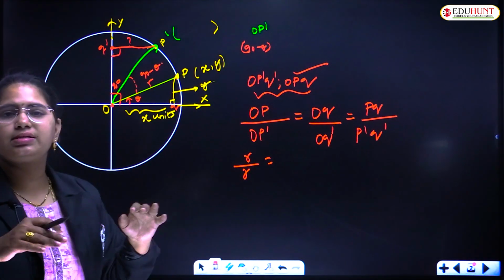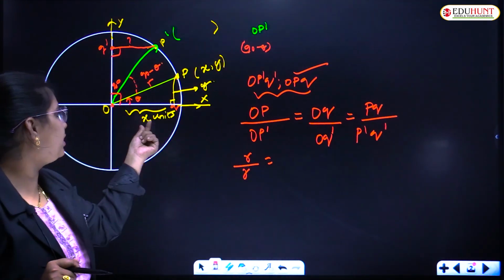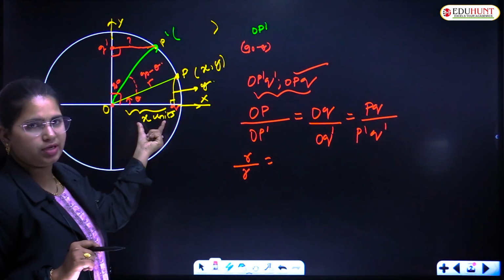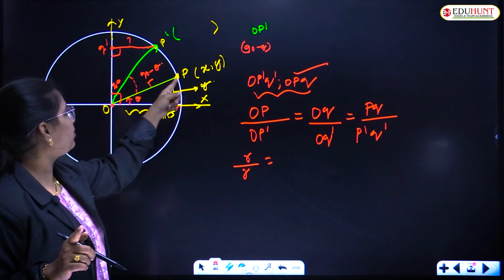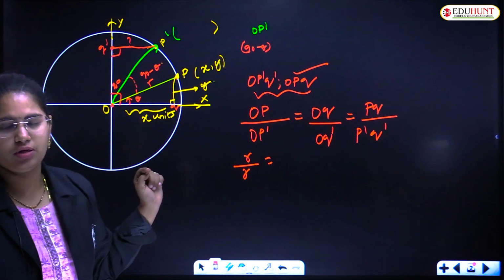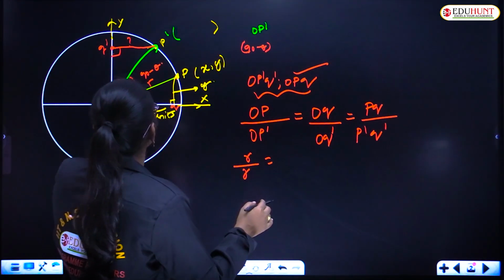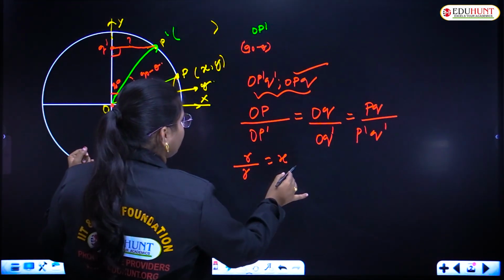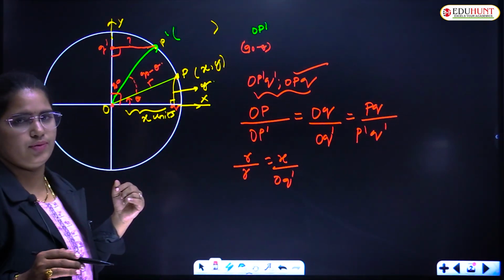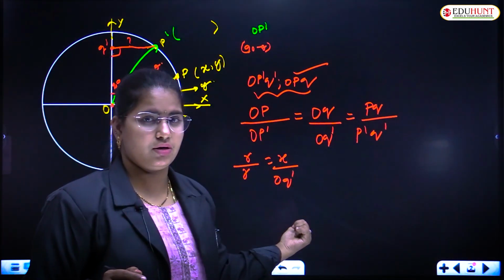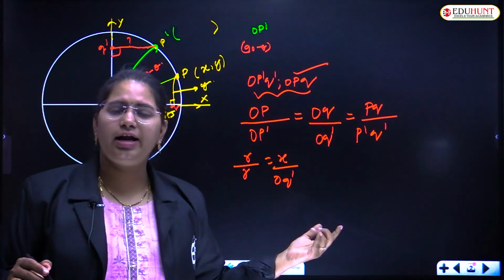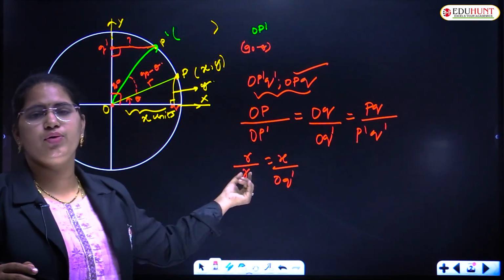Next one. What is the side OQ from this given figure? Simple. It is X units, right? I have told you this particular point is located from the origin at X units distance. So OQ is nothing but X, and I need to find the value of OQ dash. I don't know the value of OQ dash. That is what I need to find here. In order to find the coordinates of P dash, I need to know the value of OQ dash.